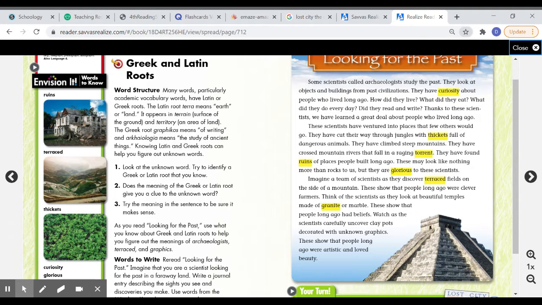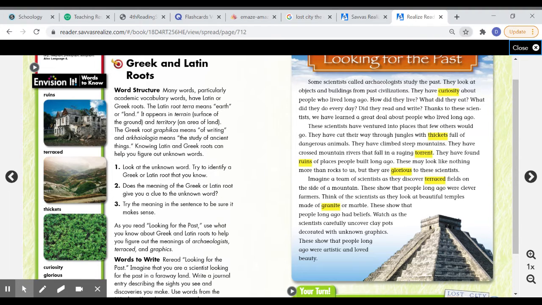Knowing Latin and Greek roots can help you figure out unknown words. Number one, read that with me. I need you to look at the unknown word and try to identify a Greek or Latin root that you know. Number two, you can ask yourself, does the meaning of the Greek or Latin root give you a clue to the unknown word? And number three, try the meaning in the sentence to be sure it makes sense.